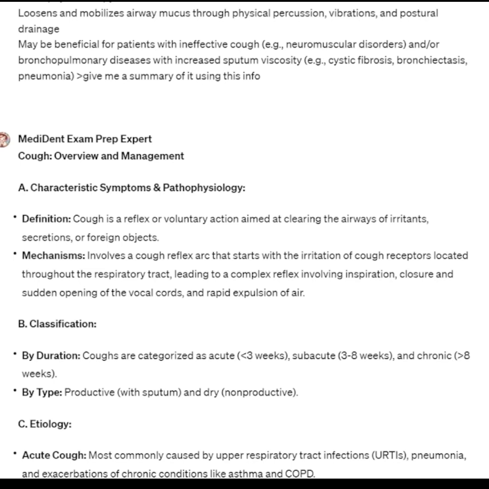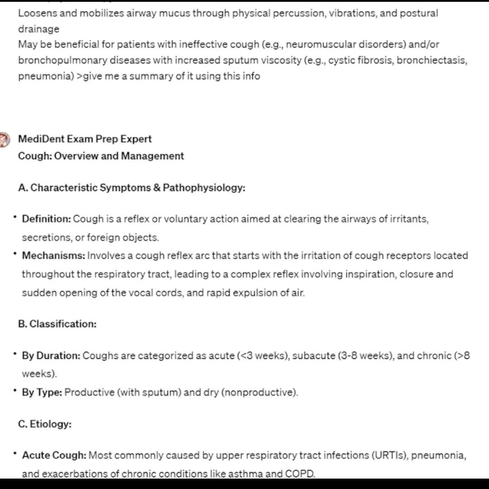B. Classification. By duration, coughs are categorized as acute, less than 3 weeks, subacute, 3 to 8 weeks, and chronic, more than 8 weeks. By type, productive with sputum and dry, non-productive. C. Etiology. Acute cough, most commonly caused by upper respiratory tract infections, URTIs, pneumonia, and exacerbations of chronic conditions like asthma and COPD. Subacute cough often follows a URTI, post-infectious cough, and can be due to conditions like pertussis or upper airway cough syndrome, UACS.